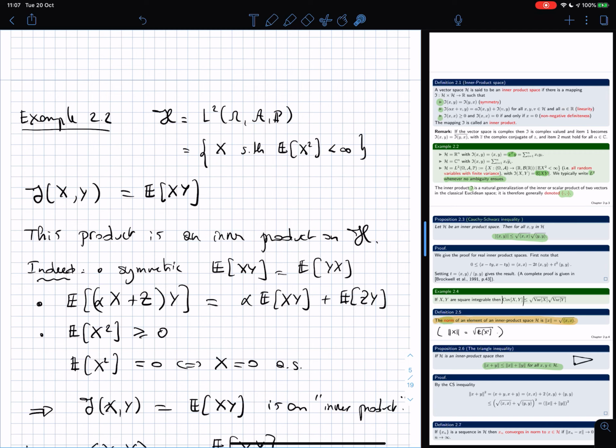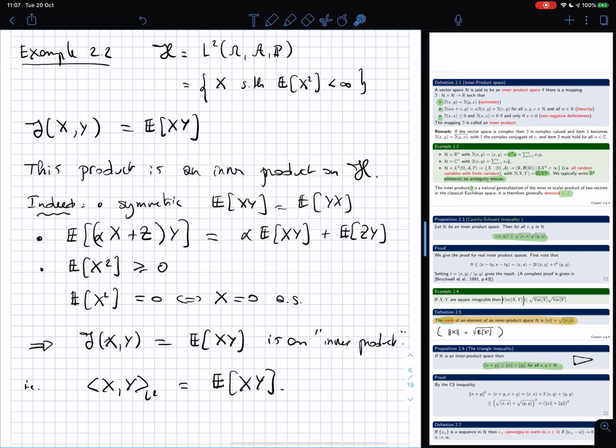So I claim that this thing here is an inner product. So how do we check it? Well, we have to check that it's symmetric. Well, that's pretty trivial. We have to check the linearity. Well, that's again pretty trivial. We have to check that it's positive. Well, expectations of something positive is always positive, so that's clear. And the expectation of this guy is zero.